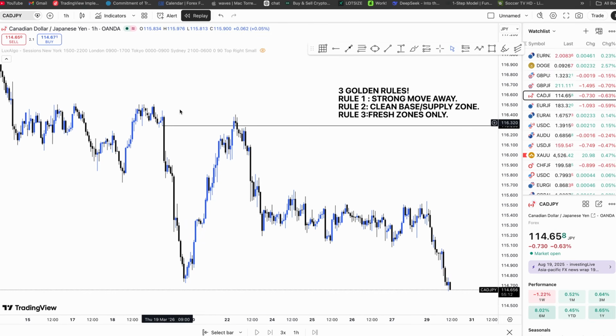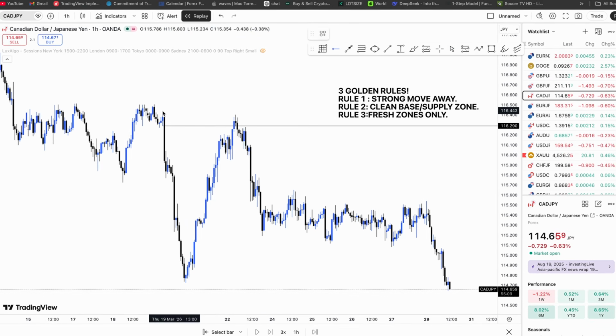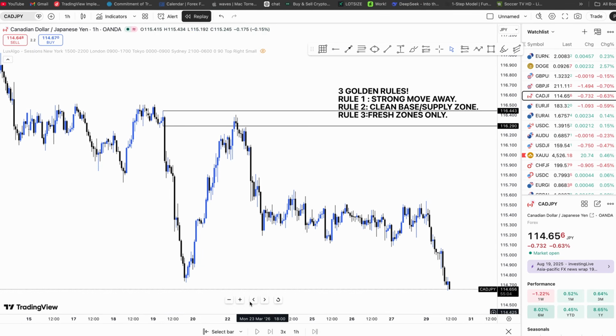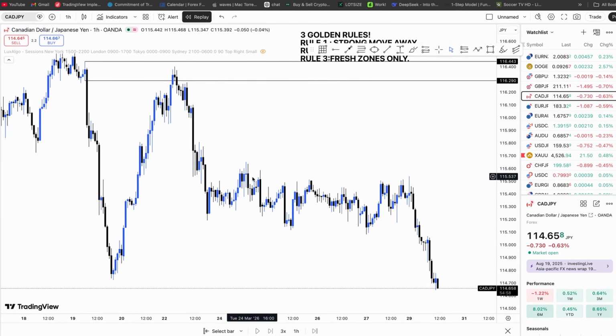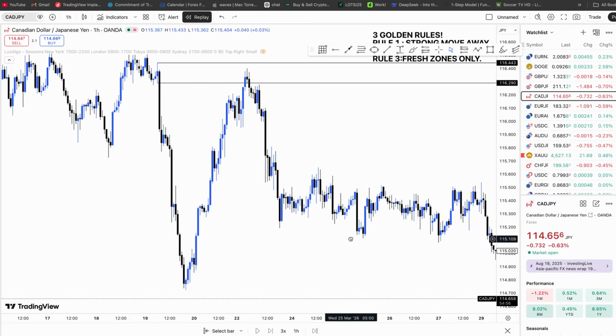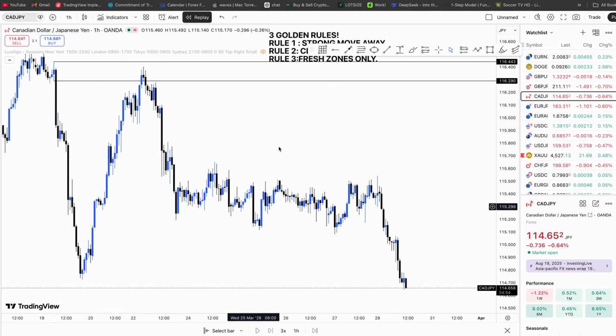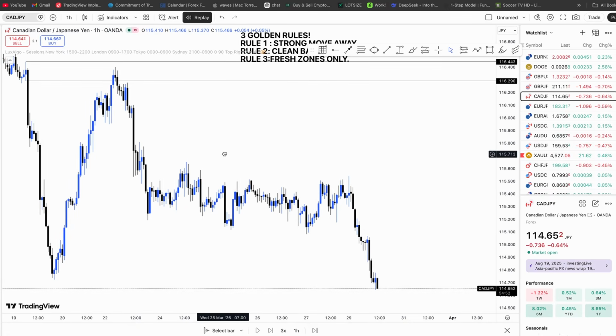In this case, I would mark this low, as this was the bullish candle, and the high. As you can see, we've got that engulfing candle which went all the way down. Remember, that's our first rule. We want to see a strong move away.